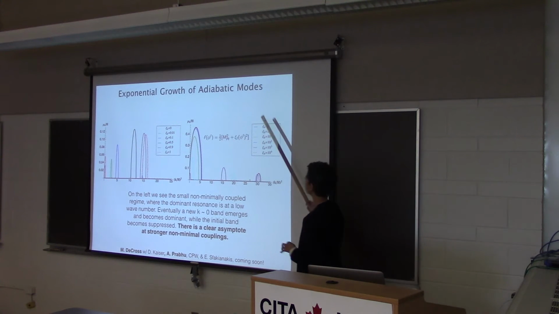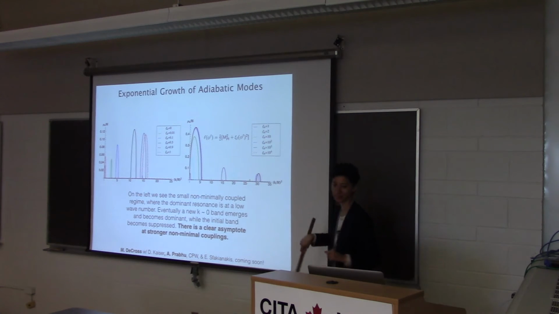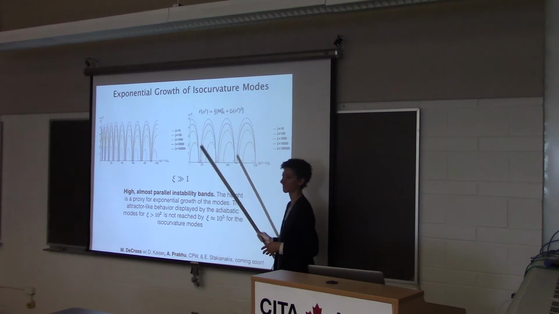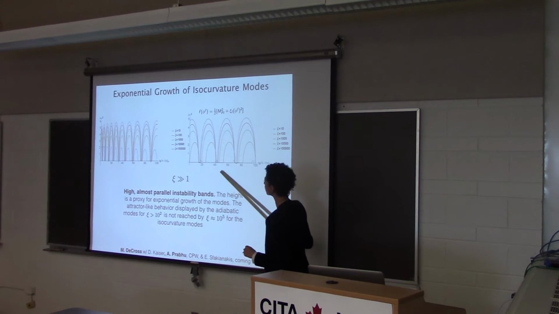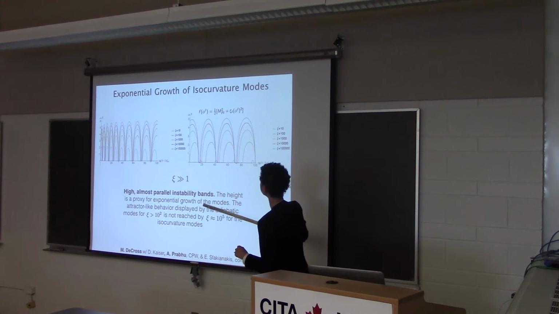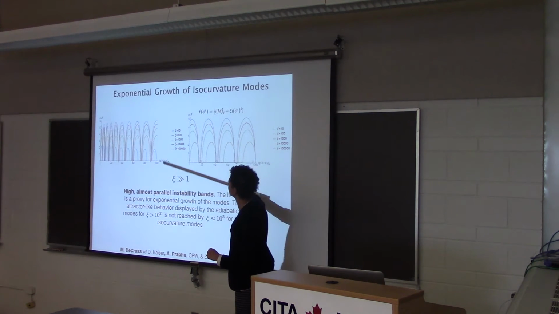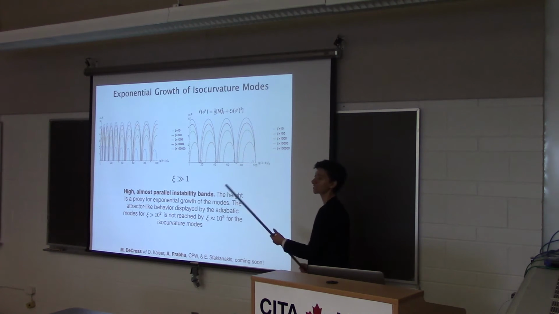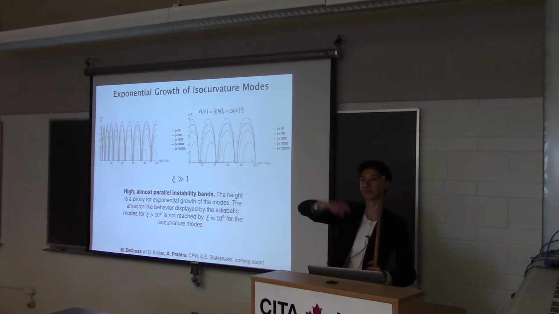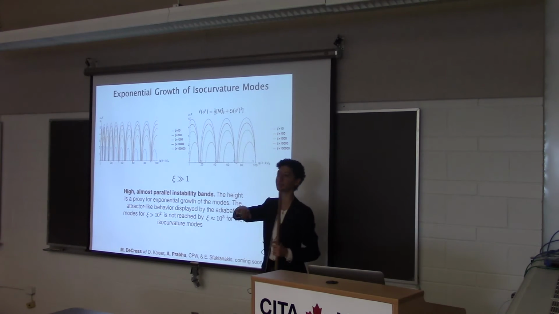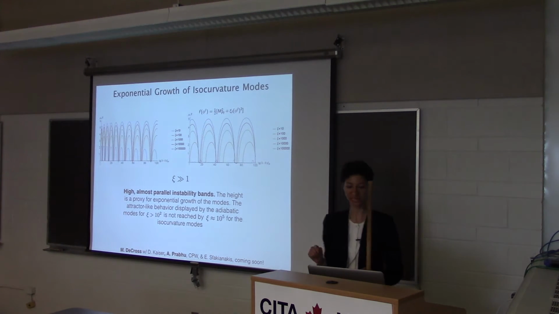This is the case with adiabatic modes. You'll see that the picture with isocurvature modes is actually quite different. Here, these are all in the strong non-minimal coupling limit, and these are for different wave bands. But what you find here is that you don't actually see these resonances laying on top of each other, and so we don't see the same kind of asymptotic behavior.